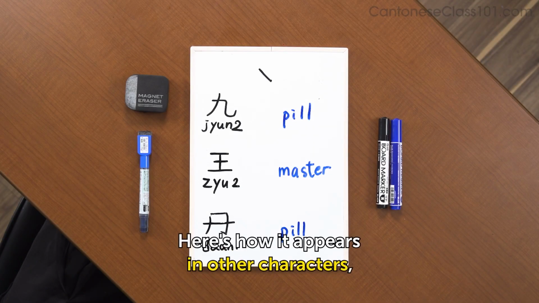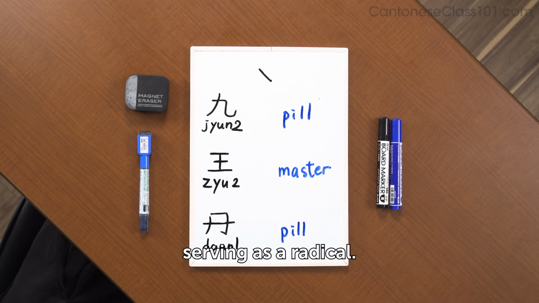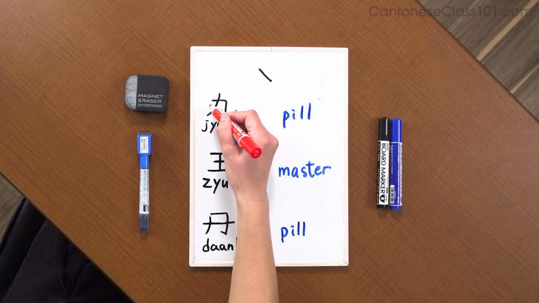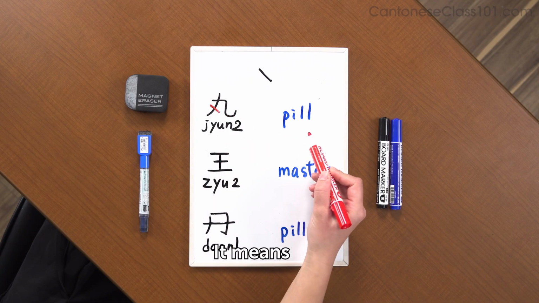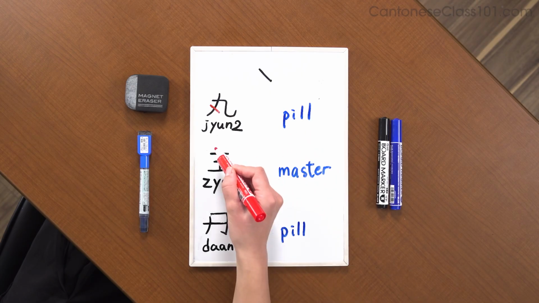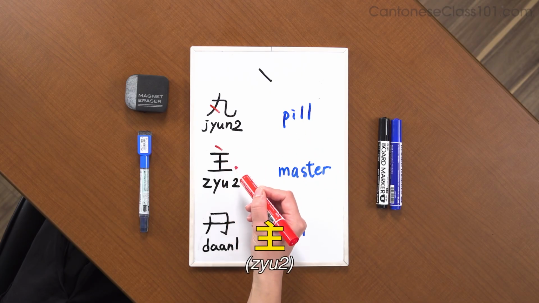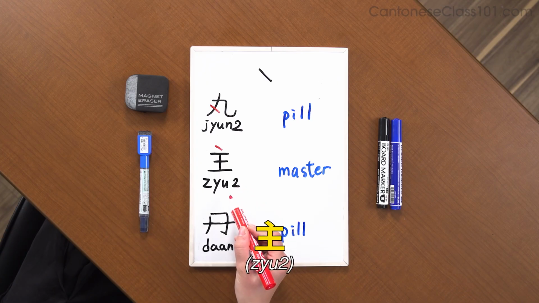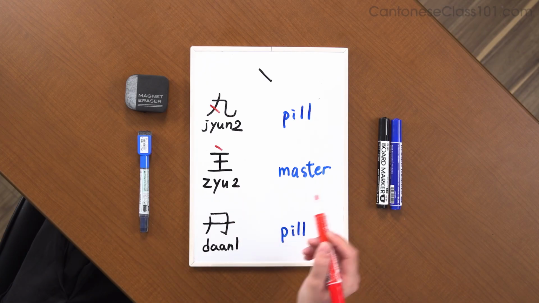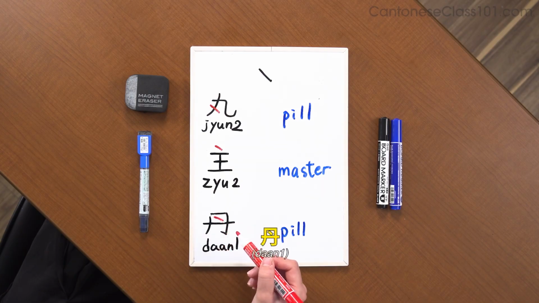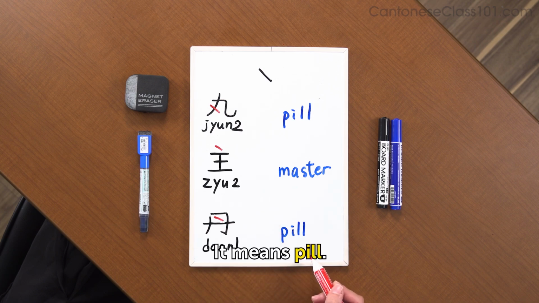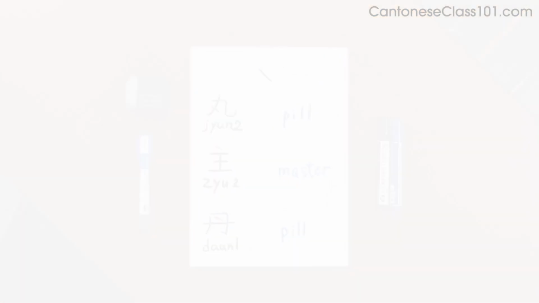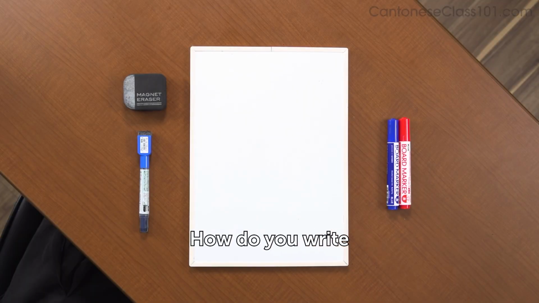Here's how it appears in other characters, serving as a radical. 軟 It means peel. 主 It means master. 單 It means peel. Let's review. How do you write the radical dot?